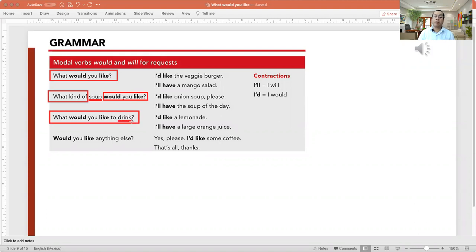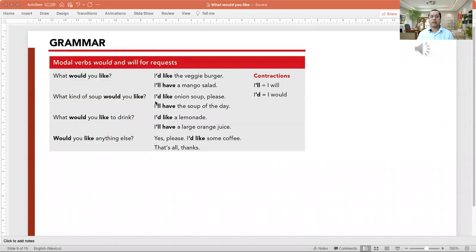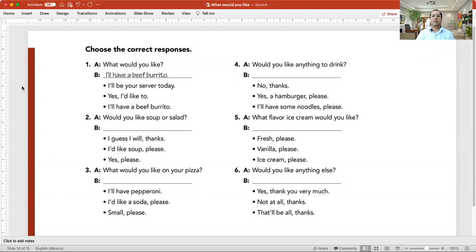What would you like to drink? What would you like to eat? Or would you like anything else? Would you like anything else? That's very typical. ¿Va a ordenar algo más? Would you like anything else? That's how you can go about it. So having said this, and having looked at this in the conversation as well, now we can proceed to do the following exercise.